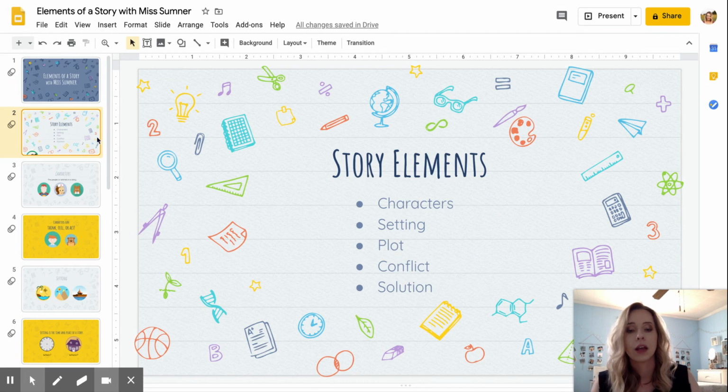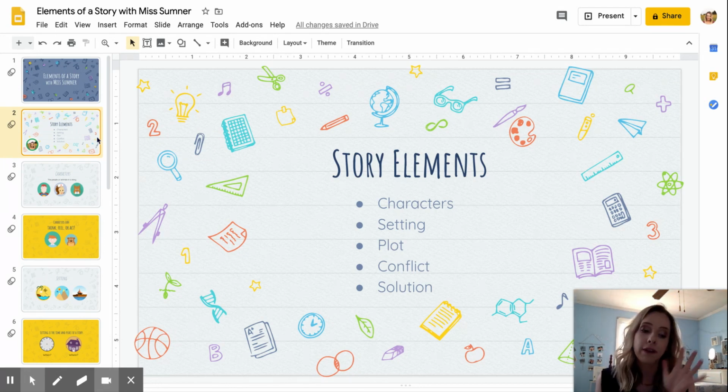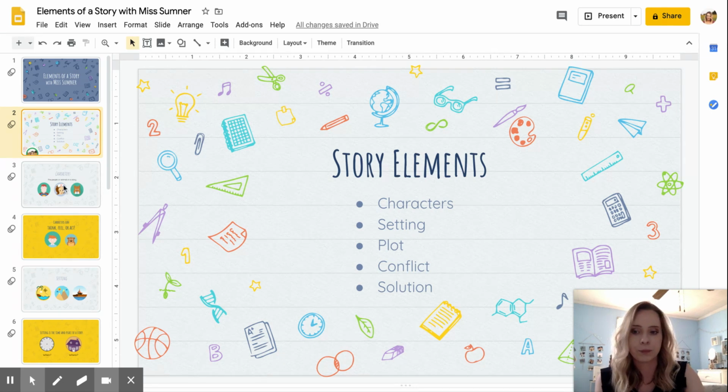So there are characters, setting, plot, conflict, and solution. Those are the 5 elements, essential elements of a story. A fiction story can be a large term that has several different parts inside of it. These different parts are called characters, setting, plot, conflict, and solution. These are the 5 essential parts that we're going to talk about today. They make up a story and can help us understand a story a little bit deeper now that we know the name for each part of a story.